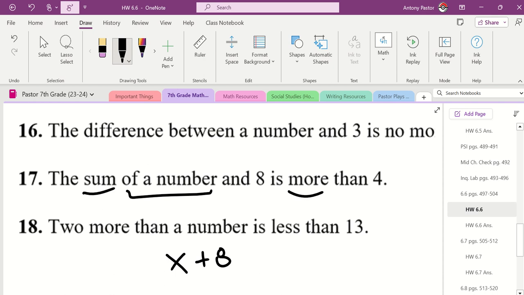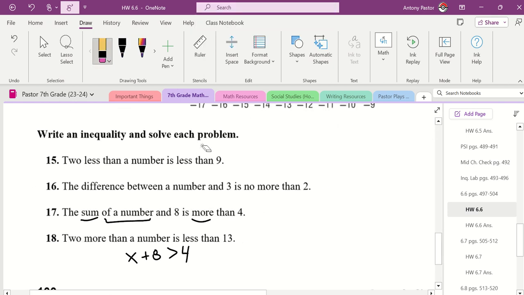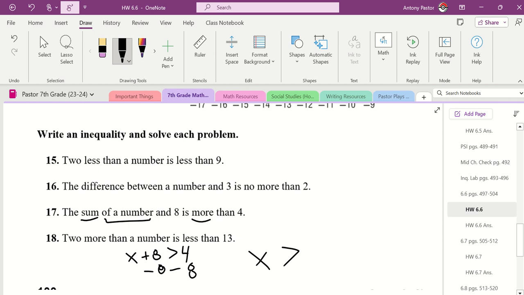That one should be pretty easy. That means x plus 8 is, ladies and gentlemen, greater than 4. And that's all that these are asking. You want to write down what the inequality is, and it is also asking you to solve the problem. So for this one, I would subtract 8 to get x by itself. Subtract 8. x needs to be greater than, ladies and gentlemen, -4. Now, this doesn't say that you need to graph it, so therefore we don't need to graph it.